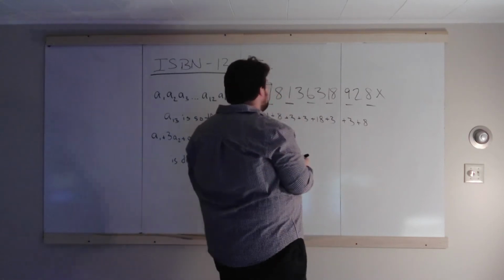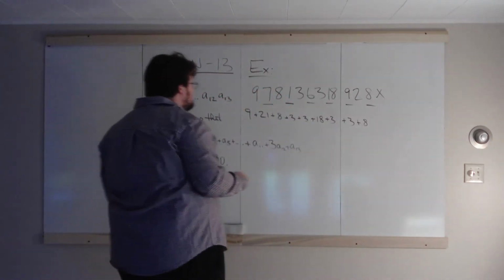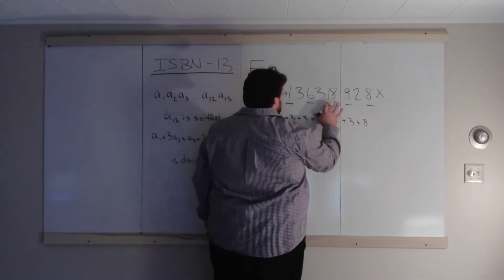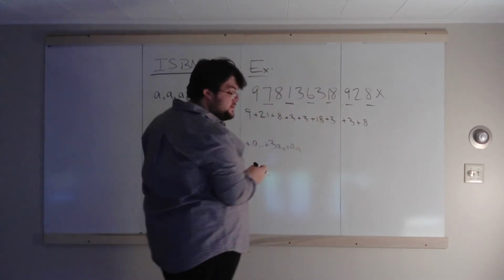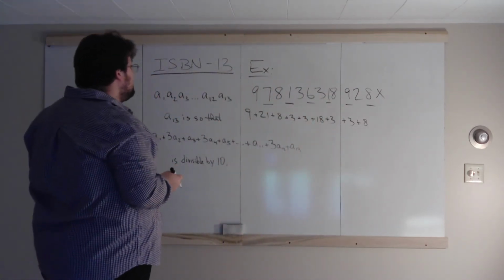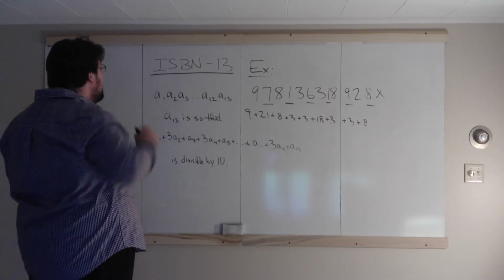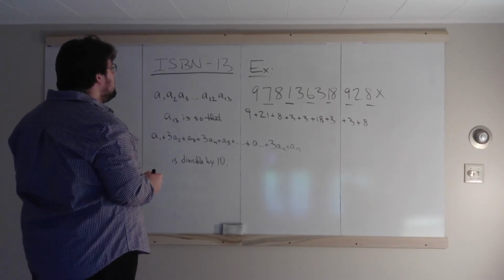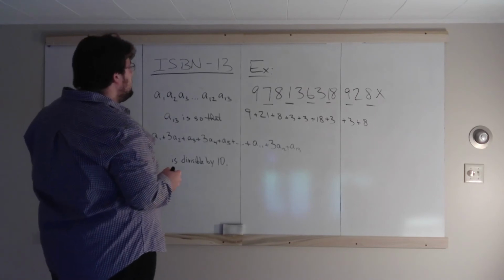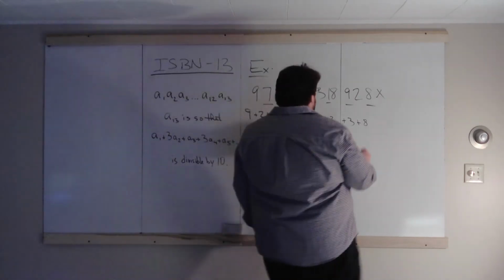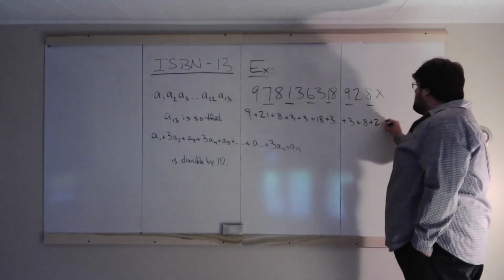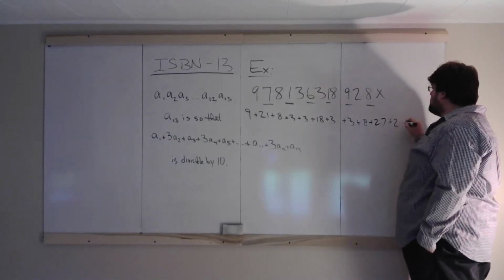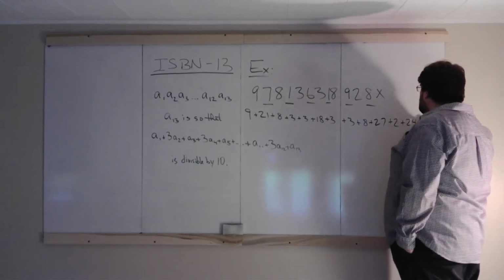Geez, what did I do? Oh, that 8 isn't underlined. Okay, I just made a sort of mistake, so I have to take a step back and check what I just did. 9, 21, 8, 3, 3, 6 makes 18. 3, 3, 8. Plus 3 9s is 27, plus a 2, plus 3 8s, plus x.